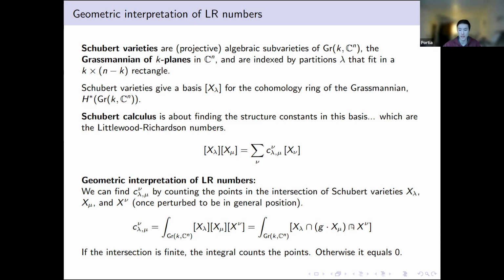So that intersection is right here inside the brackets, and the g is just from what we need to do to perturb, so don't pay too much attention to that. But anyways, if the transverse intersection is finite, then this integral counts the number of points in the intersection, and otherwise the integral equals 0. Is there anything else I wanted to say about that? Oh, the integral is push forward to a point. That's one of my life mottos.